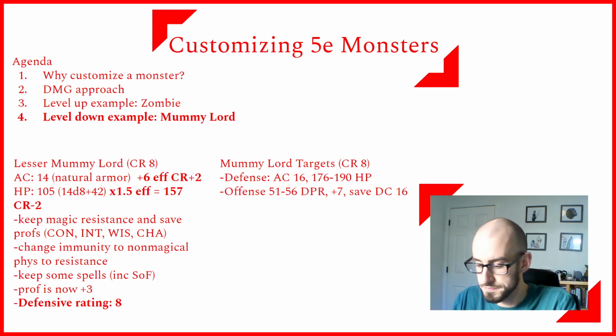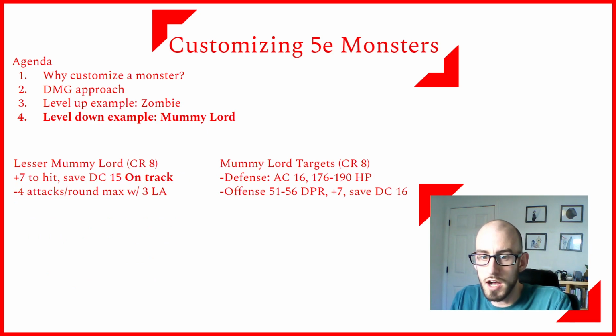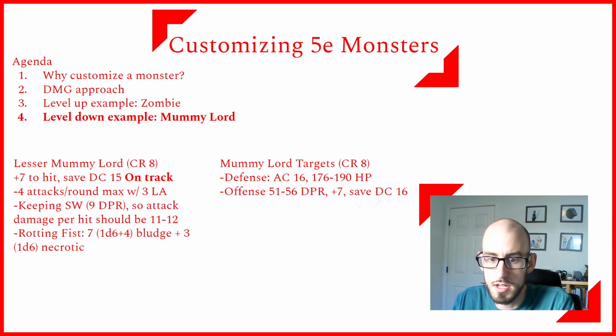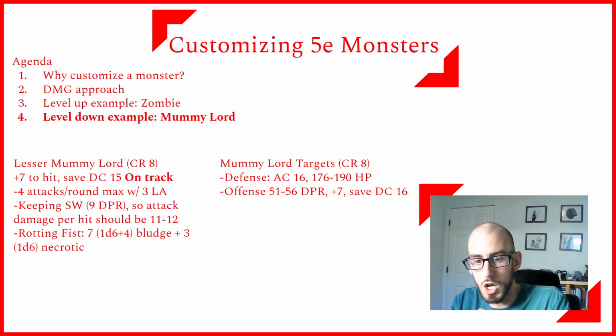Now, for offense, just with our reduction of the proficiency bonus with the Mummy Lord's basic stats, we are at a +7 to hit with a save DC of 15, and this is on track. We do get 4 attacks per round maximum with 3 legendary actions, and I want to keep all of those because as a solo monster, it's really good to have those so that they have something to do all the time and can actually present a threat in terms of action economy. So I'm planning on keeping the spiritual weapon aspect.